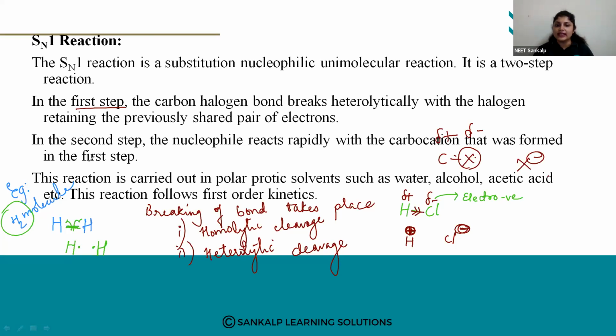Next, in the second step, what will happen? The nucleophile will react rapidly with the carbocation. Now this is a carbocation. You can see here, when this halide leaves with the negative charge, the carbon will be left with a positive charge. This is called a carbocation. As soon as the carbocation is formed, the incoming nucleophile will attack this carbocation in the second step. This is a very fast step.